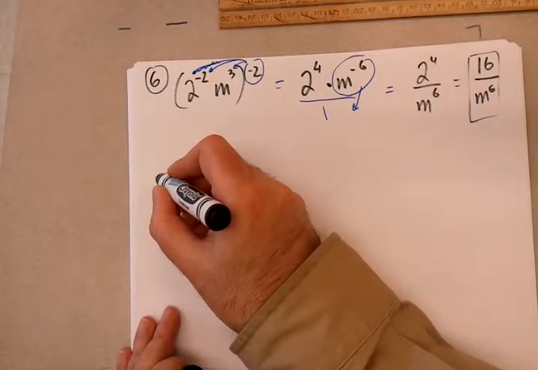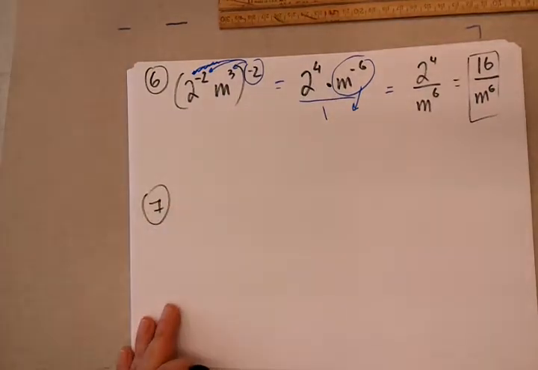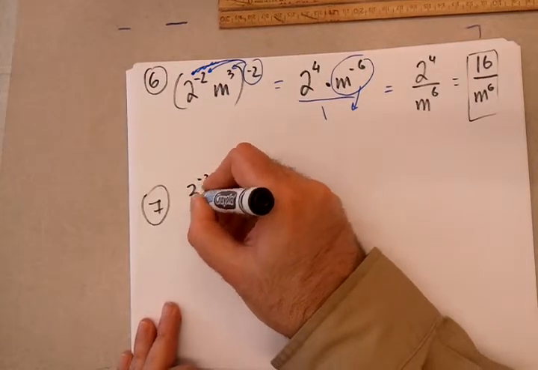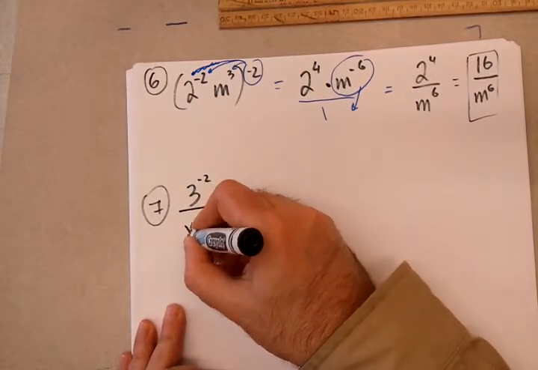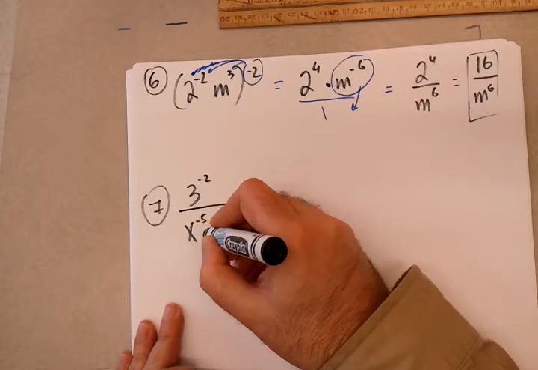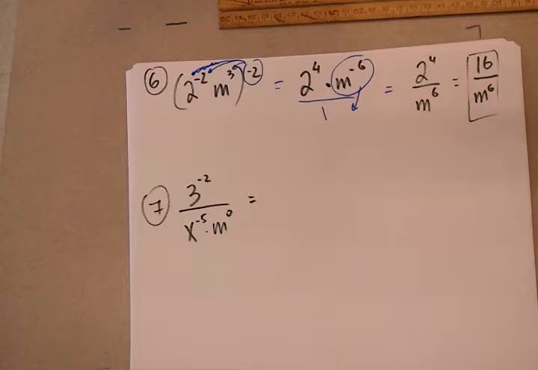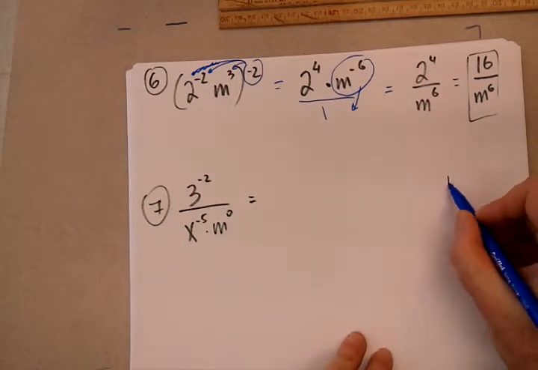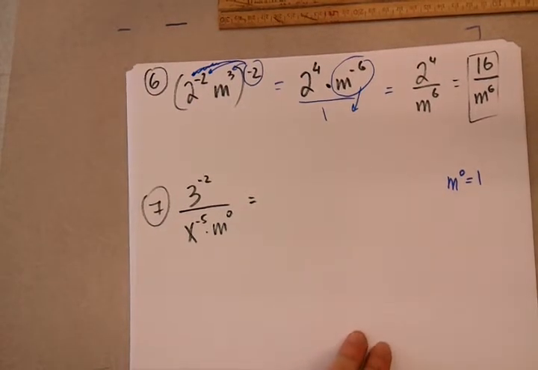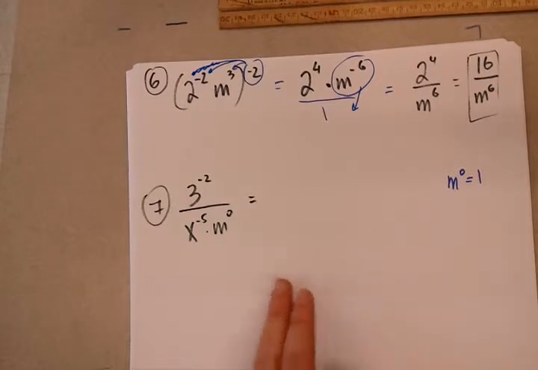Pretty simple. Last problem, 7, 3 to the -2 over x to the -5 times m to the 0 power. So similar to the last problem, minus the distribution plus something to the 0 power. So I just threw this in there to check for your understanding of anything to the 0 power. If you remember, anything to the 0 power is just 1. And that's about it. So that m to the 0 power kind of just disappears, melts away.